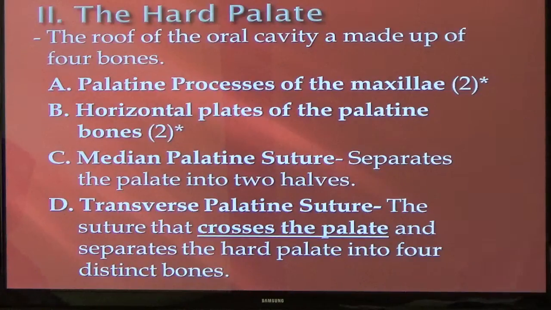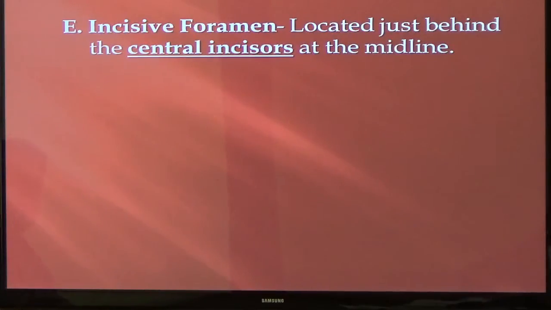That one you don't have to worry about. Incisive foramen, incisors, again a foramen is a hole. Incisive foramen right behind the incisors. A little foramen right behind there. And sometimes we give a shot right there and it's not good for the patient.